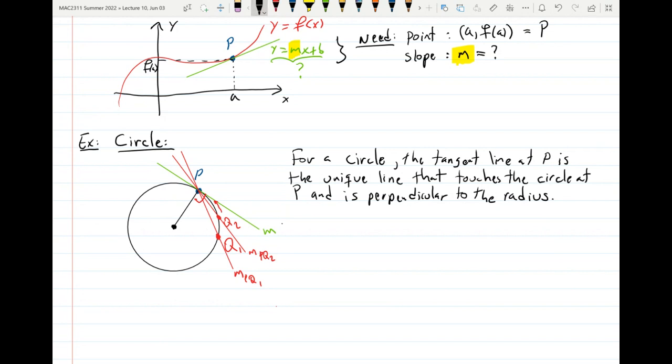So the idea here is we want to make sense of the slope of the tangent line.